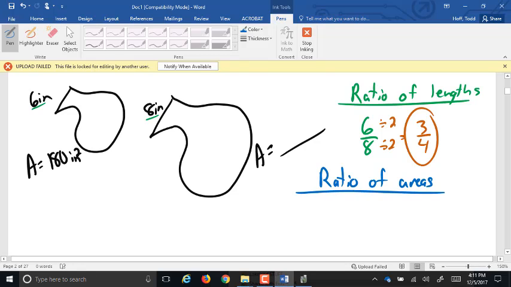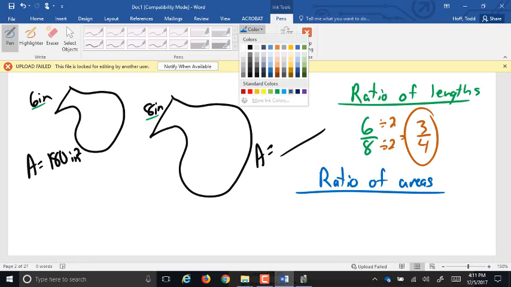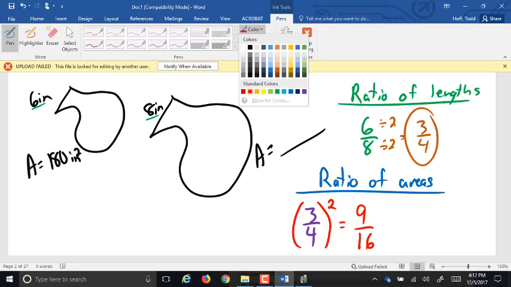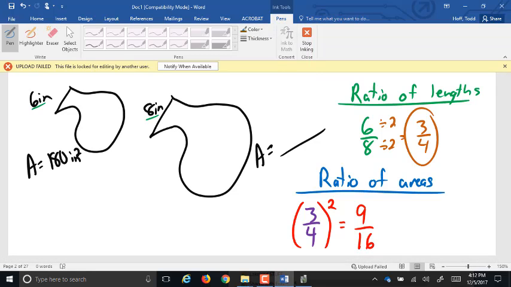So therefore, my ratio of areas is going to be found by taking that ratio of lengths, 3/4, or 3 to 4, and I'm going to square it. What is 3 squared? 3 squared is 9. What's 4 squared? 16. Good. So now 9 to 16 is my ratio of areas.